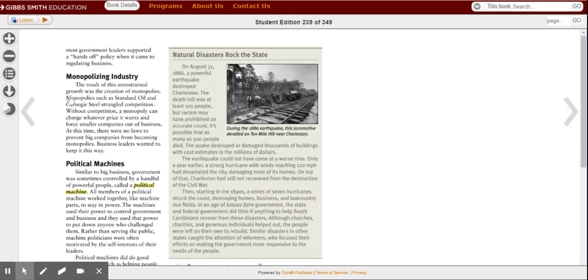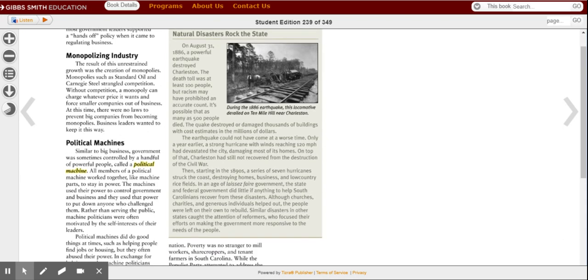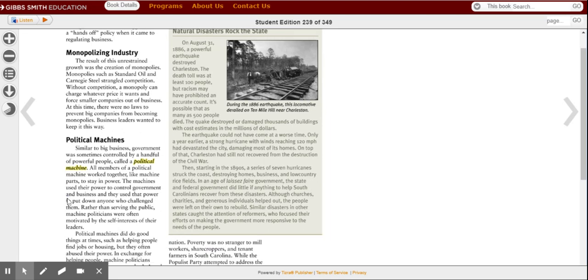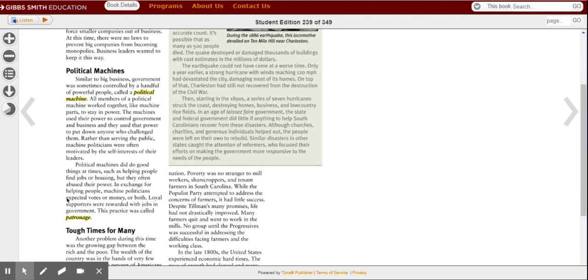So we've got monopolizing industry, where these things become vertically and horizontally aligned, and political machines, where they just help the same person or the same type of people to stay in power over and over again, instead of seeing any change or fresh ideas.